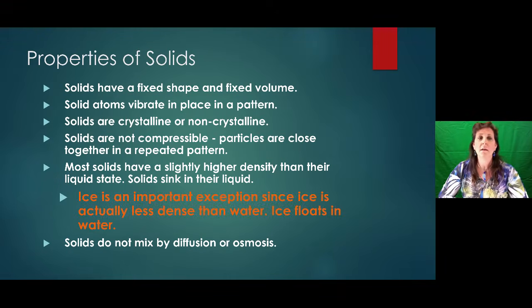Properties of solids. Solids have a fixed shape and a fixed volume. So solids, we know their shape. We know if something's square, circular, round, and we can measure the volume of something. We know that it's 15 milliliters, for example. Solid atoms, as I already mentioned, vibrate in place in a pattern. Solids can be crystalline, meaning you can see through them, like diamonds, emeralds, and rubies, or they can be non-crystalline, where you can't see through them, which is most solids.